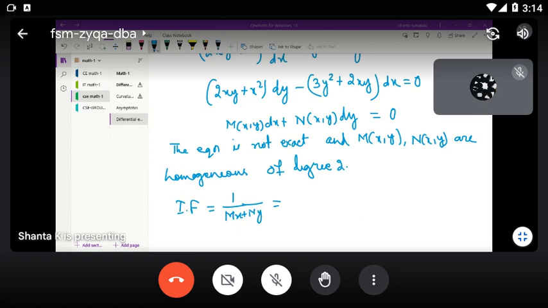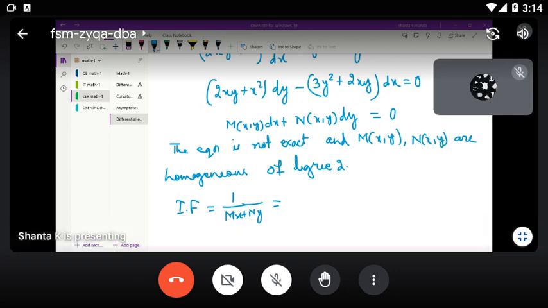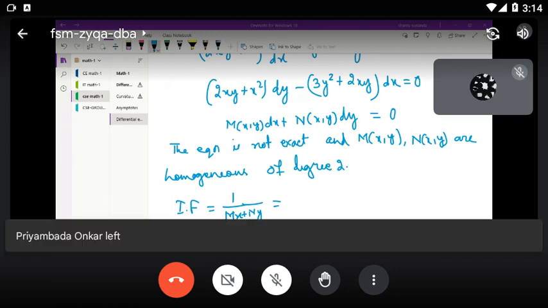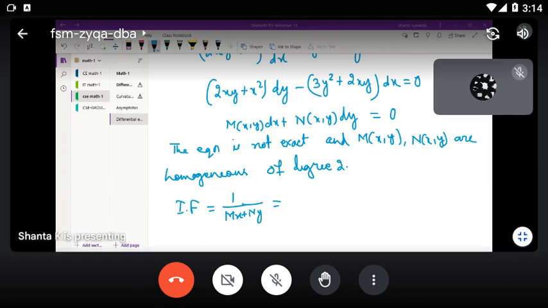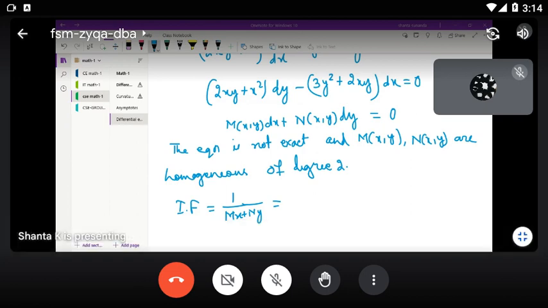Anyone done? Suman, you are done, or you are trying? The integrating factor is 1 by minus xy into x plus y. Could you speak a little louder? 1 by minus xy into x plus y.